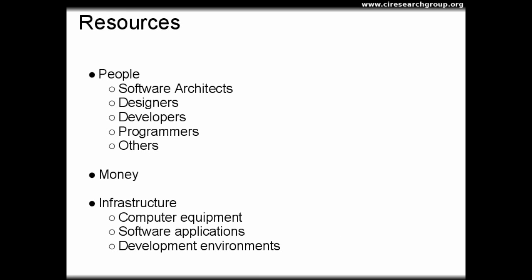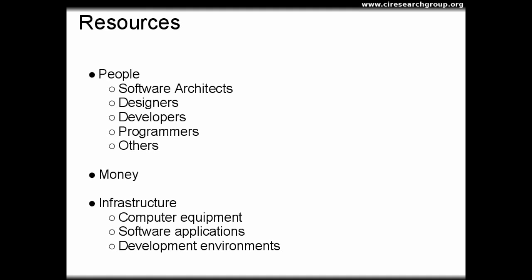Now, regardless of the type of project, we can utilize several different types of resources in the software development activities. Of course, we begin with people. We have a number of people who work with us on a software development project. We have software architects, we have designers, we have developers, we have programmers, we have others. One other type of person that I didn't put in the slides but is important is someone called a domain expert. That's the type of person who knows what types of problems the software actually needs to solve and what the business rules are for that class of problem.